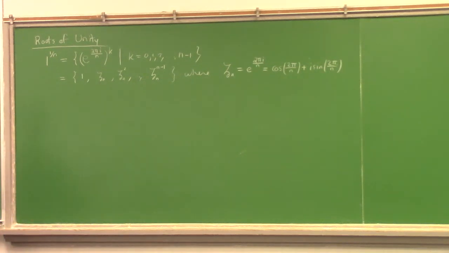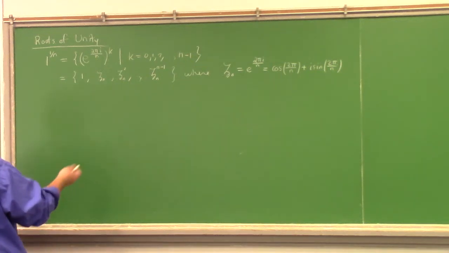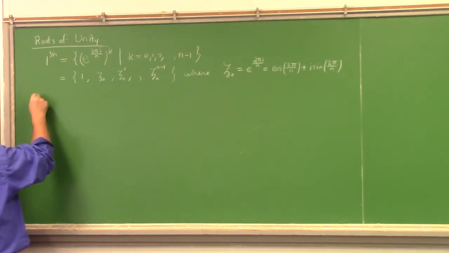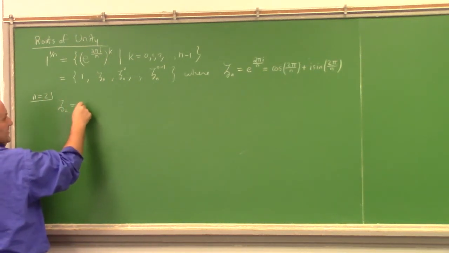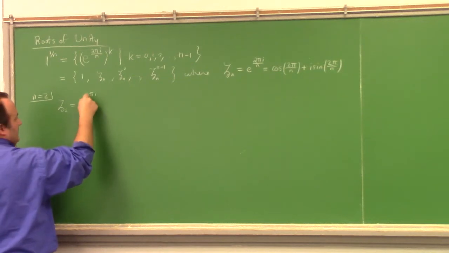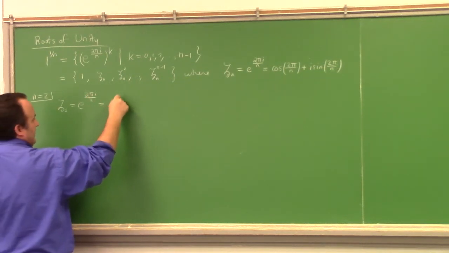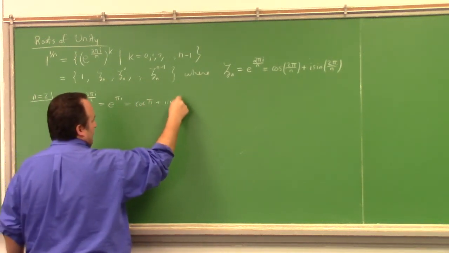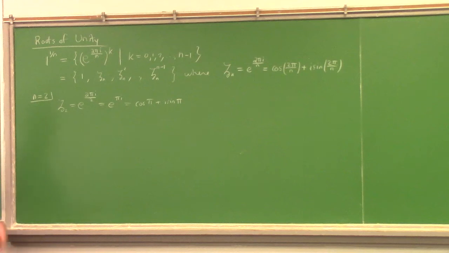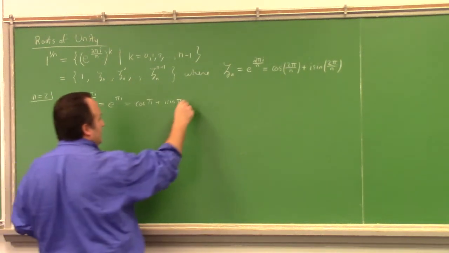So these are the n complex numbers that, if you raise any of them to the nth power, you get back the number 1. Let me just show you how this works. Let's work our way from n equals 2 and on up. For n equals 2, zeta 2 would be e to the 2 pi I over 2, right? That's e to the pi I, which is cosine pi plus I sine pi. Sine of pi is 0, cosine of pi is minus 1. So the principal second root of unity is just minus 1.